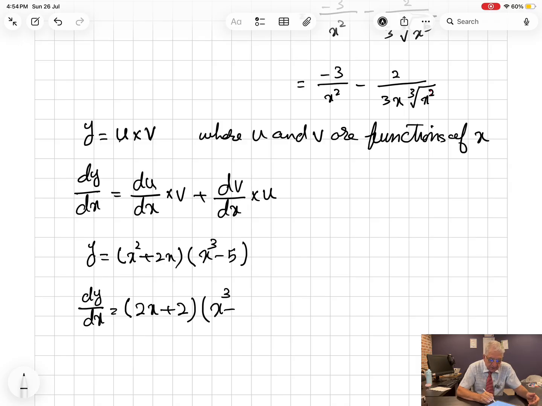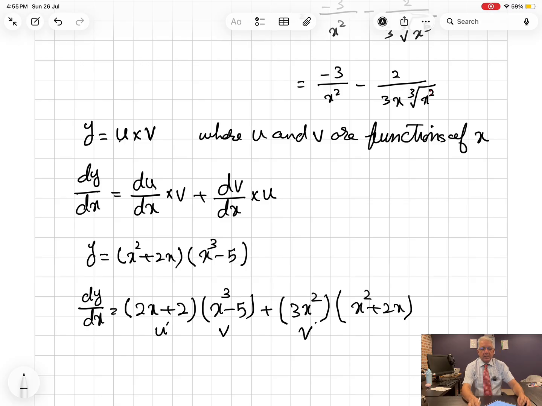You can see that if I write this by u dash, or simply this is u dash, this is v, and then plus. Now this time you differentiate this one. This will be 3x squared, and the 5 will be 0. Therefore, this is 3x squared times, now this one, x squared plus 2x. Therefore, this is v dash times u. That is derivative of this function.